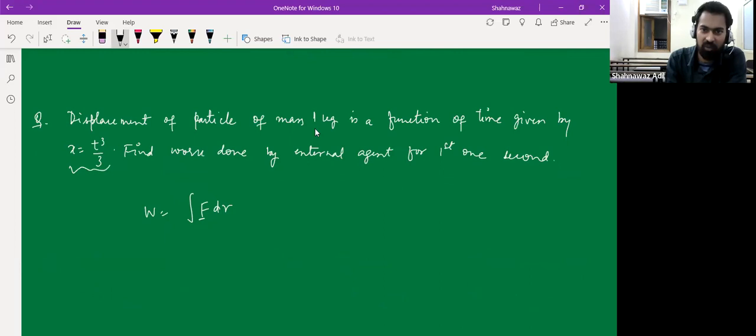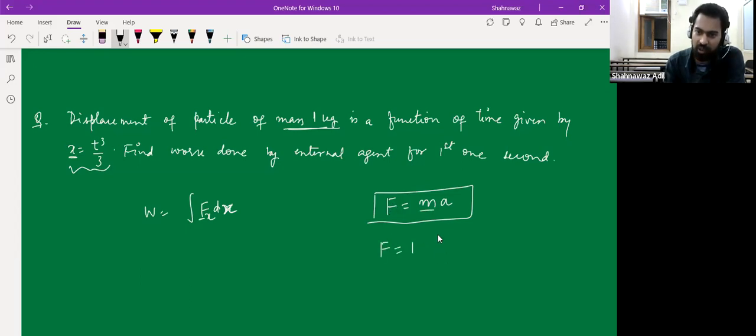You have been given the mass, so you can calculate your force from this. This is in one dimension, X, so you can write it as Fx. So this will be Fx dx. Your F will be mass, which is 1 kg, so 1 into a, and a is d square x by dt square. So you can calculate F as a function of t.